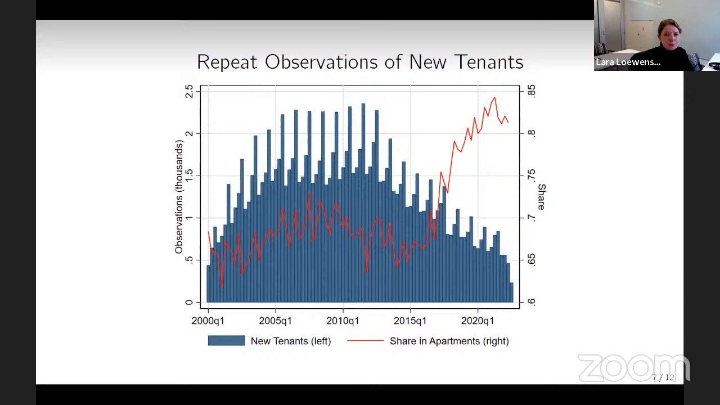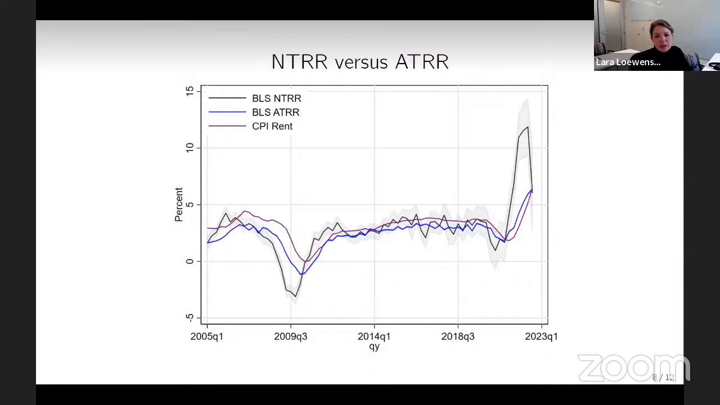Okay, so our results are fairly simple. So what I'm showing you here is just the different indices that we create using this underlying sample. So for comparison, I'm plotting CPI tenant rent in purple, and what you can see in blue is our all tenant repeat rent index. So this is using the same data, almost. It does change the sample slightly when we convert to this new methodology, but it's largely the same sample and a new methodology. And you can see that they do differ slightly, especially early on in our sample, but they're largely similar, especially when you compare to the differences between CPI rent and the new tenant repeat rent index.